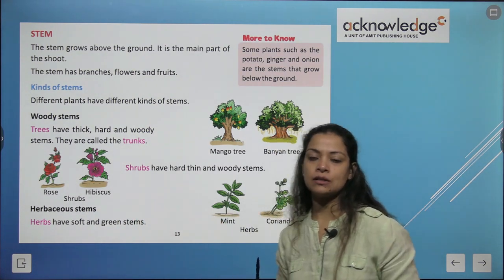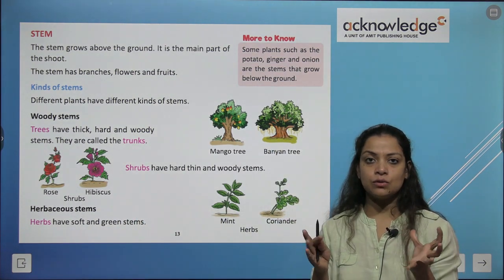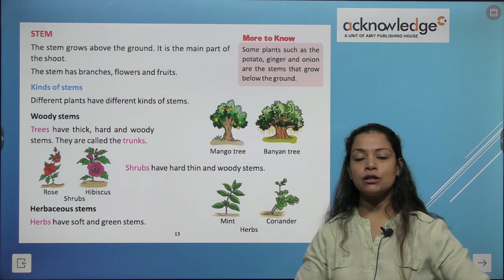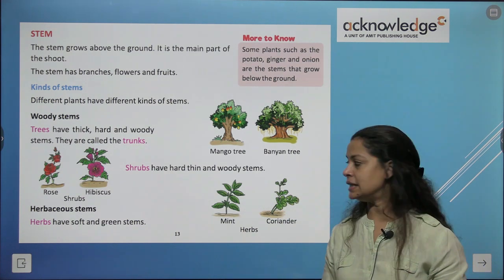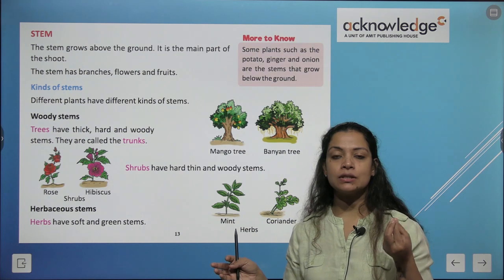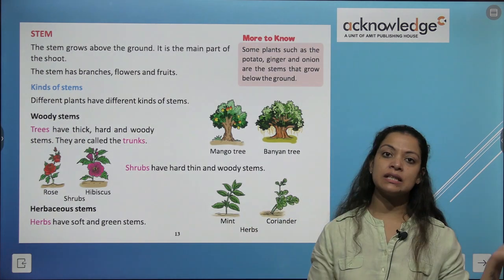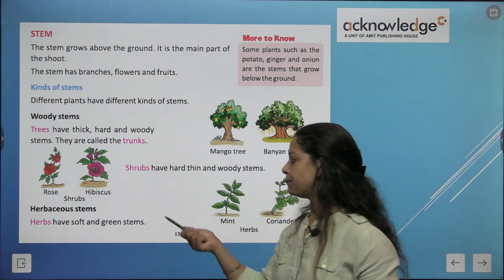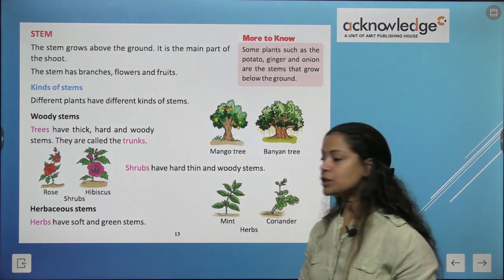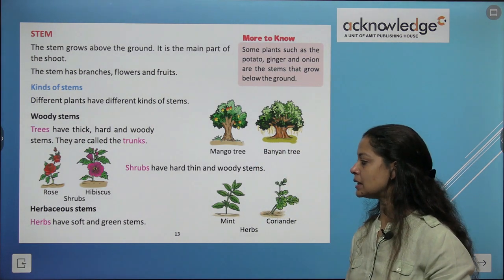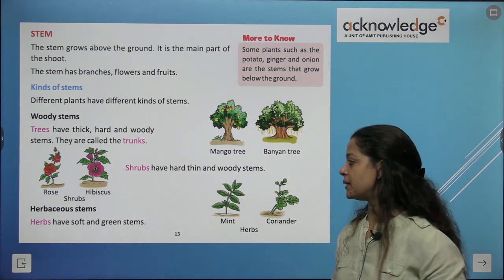ये shrubs में आते हैं क्योंकि बहुत thick पेड़ जैसा नहीं होता है, लेकिन they are like plenty of flowers and leaves into them, और उनके जो stems होते हैं वो hard भी होते हैं, thin भी होते हैं, woody भी होते हैं. Then there is herbaceous stem. Herbaceous stems में क्या आता है? जिसमें herbs होता है. Herbaceous stems.